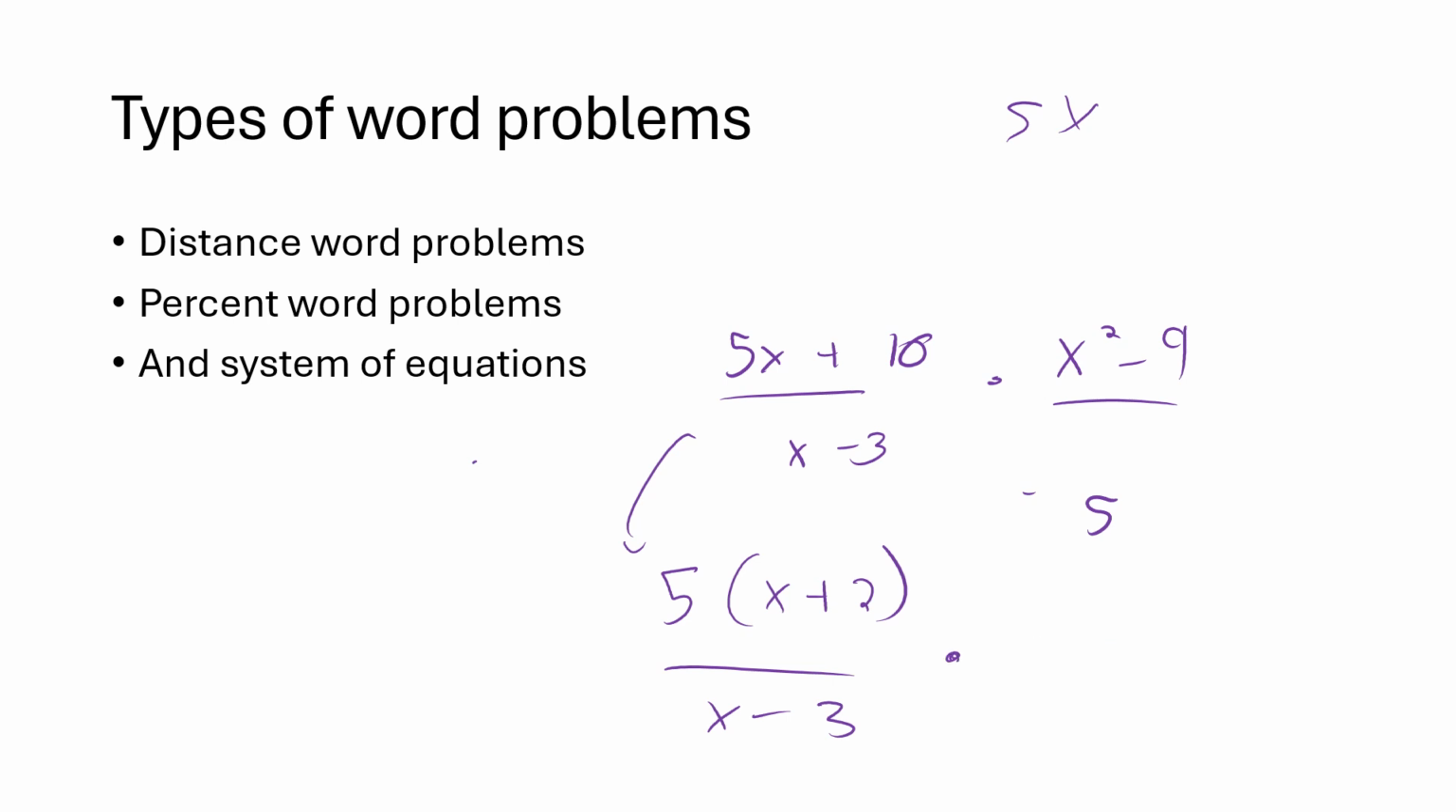Alright, but what about the top one? This is a perfect square. x minus 3 times x plus 3 will give you x squared minus 9. This is what a perfect square is.